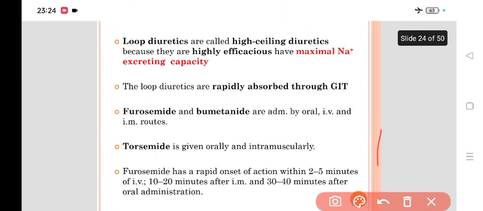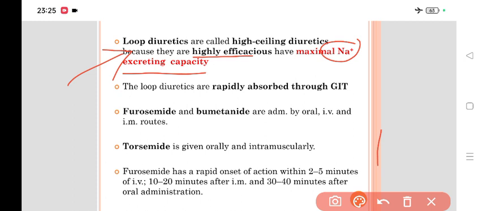Now, loop diuretics are also called high ceiling diuretics. Why? Because they are highly efficacious. Highly efficacious means maximum sodium excreting capacity. Loop diuretics have maximal sodium excreting capacity. That's why they are called high ceiling, highly efficacious diuretics.